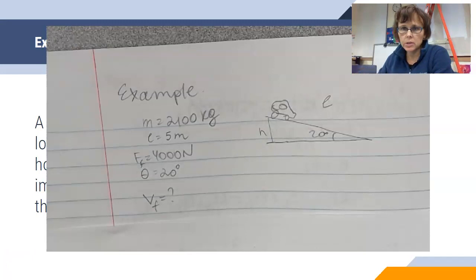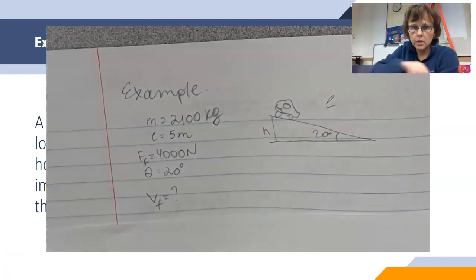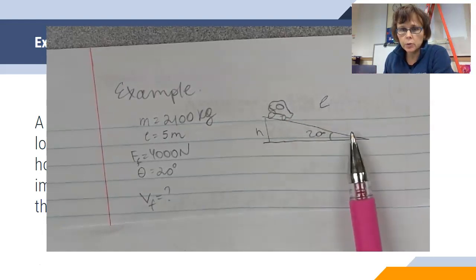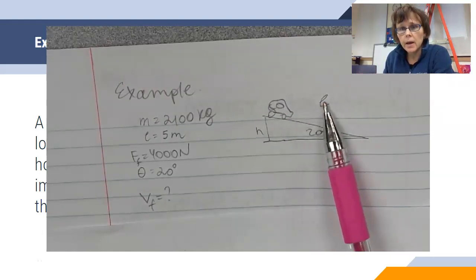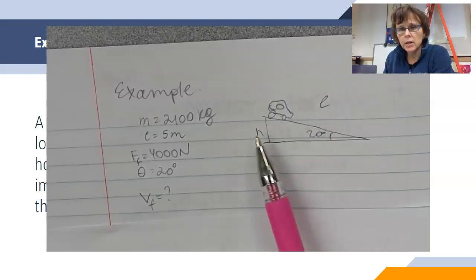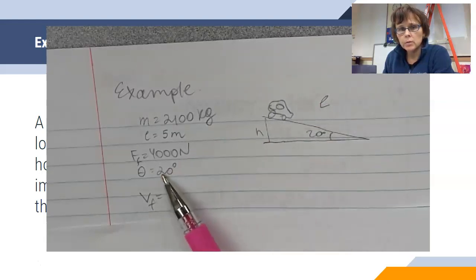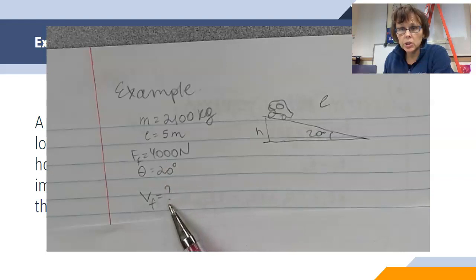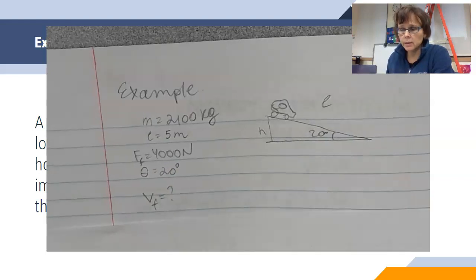Let's look at our sketch of the problem here. We have a car going down the incline. We know the length of the incline, L, which is 5 meters. We know the angle, which is 20 degrees. And we know the mass of the car and the force of friction, which is opposite to the motion. We need to find the final velocity of the car at the bottom of the incline.